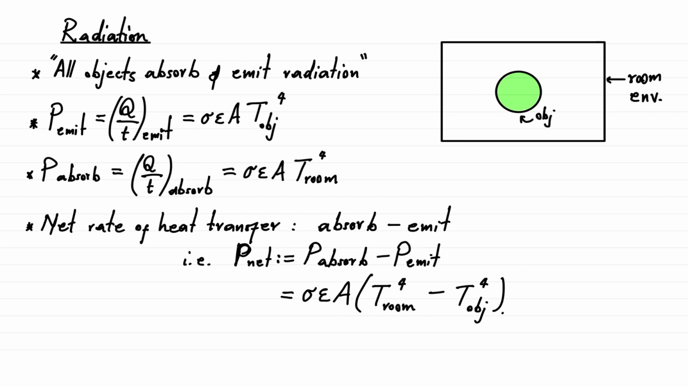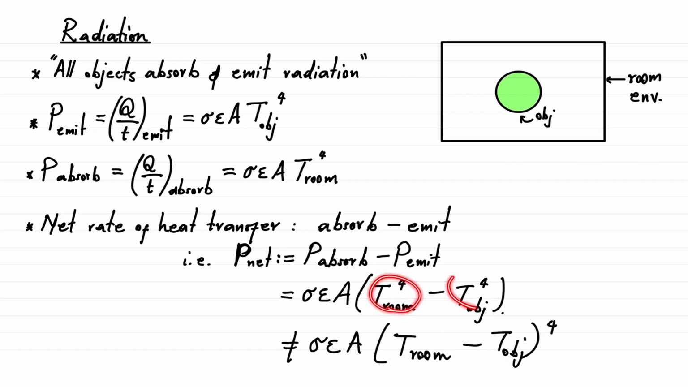Maybe one more thing as an aid. This is not equal to, and this is a typical mathematical error I notice people make, but I would like to point it out while we're at it. It is not true that the difference of the fourth powers is equal to the fourth power of the differences. Notice here the 4 is outside the parentheses, but over here the 4 is actually on the temperatures themselves. So please avoid this mistake.